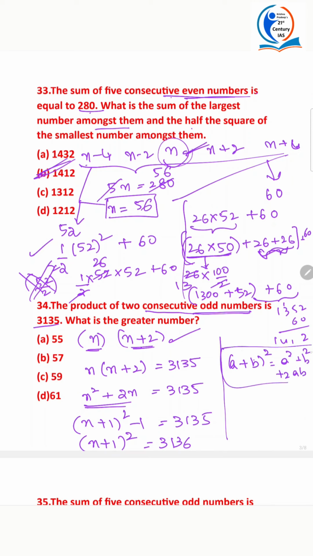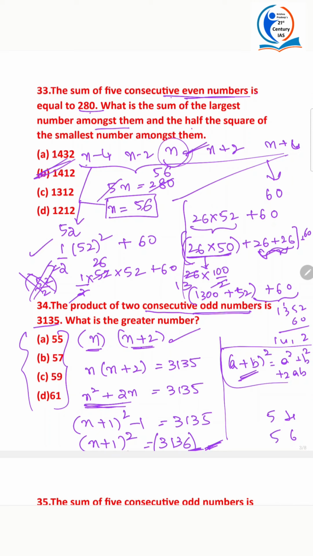Okay, so we are writing this particular equation in this format for easy calculation. Okay, now (n plus 1) whole square. Here, do not try to solve this equation. I repeat, do not try to solve this equation. Instead, observe the options. Okay. Now, what can be the possible square root of this one? It must end with 4 or 6. Okay. Now, see whether it is 54 or 56 by observing options.